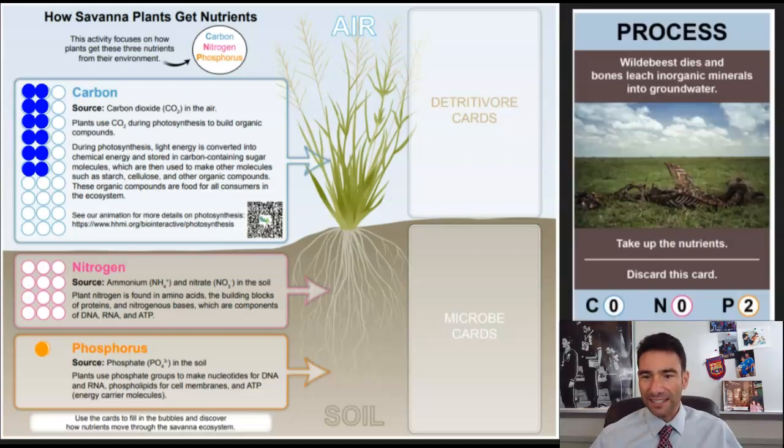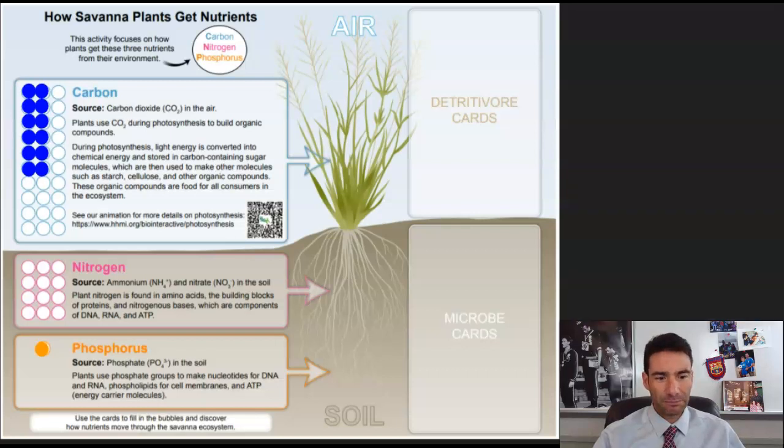A wildebeest has died. The bones, which are full of phosphorus, have leached inorganic materials into the groundwater. Yes, we're picking up 2 phosphates. Cool. So look at that. I only needed 1 phosphate circle and I've got 2. So my phosphate needs are taken care of. That was pretty easy to get the amount of phosphate that I needed. All right, discard. Let's draw again.